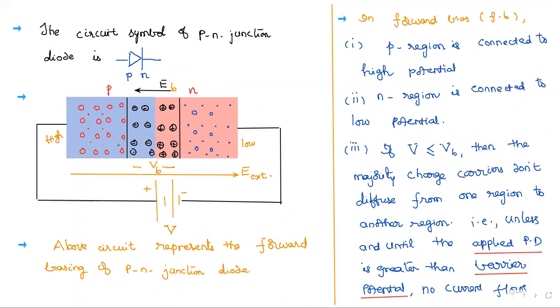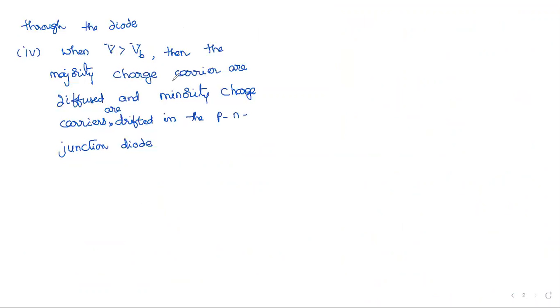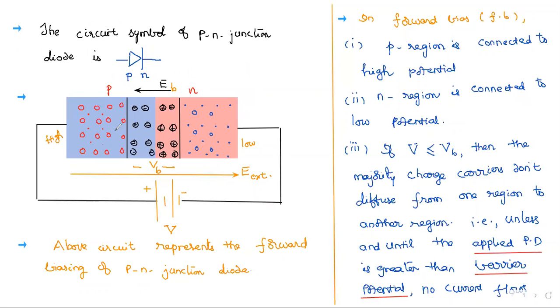Diffusion you already understood. Diffusing means moving from one region to another region. That happens when V is greater than VB. The majority charge carriers are diffused. Holes move in the direction of the electric field, crossing the junction and entering the N region. Electrons, the majority charge carriers, cross the junction and enter the P region, in the opposite direction to the electric field. Electrons move opposite to the electric field, holes move in the same direction as the electric field. They are crossing the junction, the majority charge carriers. That's why it is called diffusion.